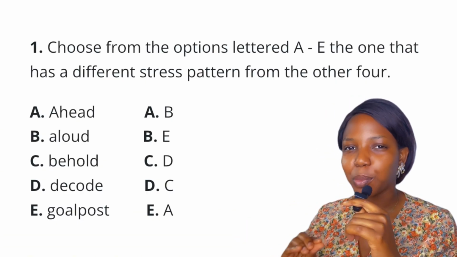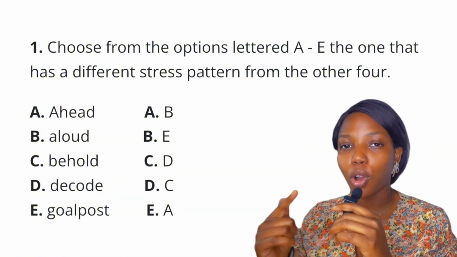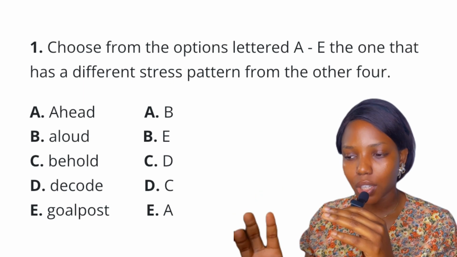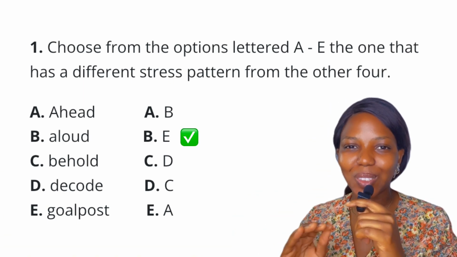Now, examiners want to play another mind game. So what you need to do is shift your focus from the options with words to the options with letters. And that makes option B, which has E, the answer to this question.